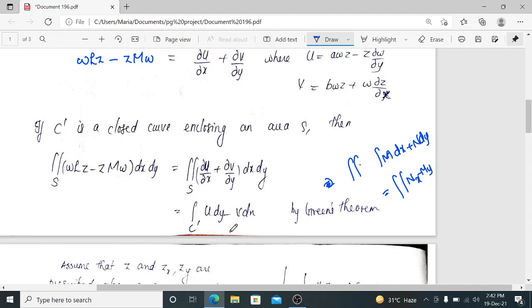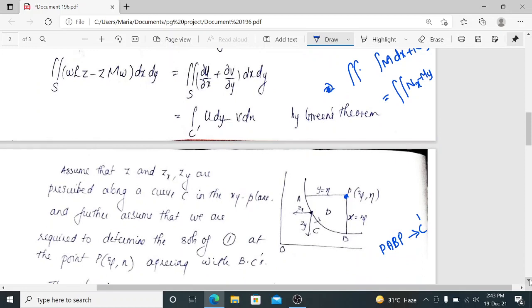So in place of N we have u here, and in place of M we have minus v. So upon applying Green's theorem, we will get ∂u/∂x plus ∂v/∂y. Therefore the double integral over S of ∂u/∂x plus ∂v/∂y dx dy can be expressed as a line integral along the curve C by using Green's theorem. So this will become the integral over C dash u dy minus v dx. Now C dash consists of these three curves, that is PA, AB and BP.